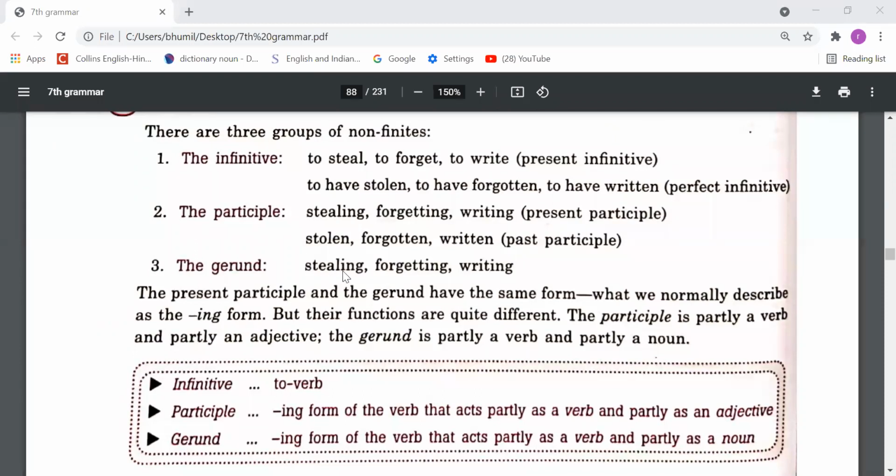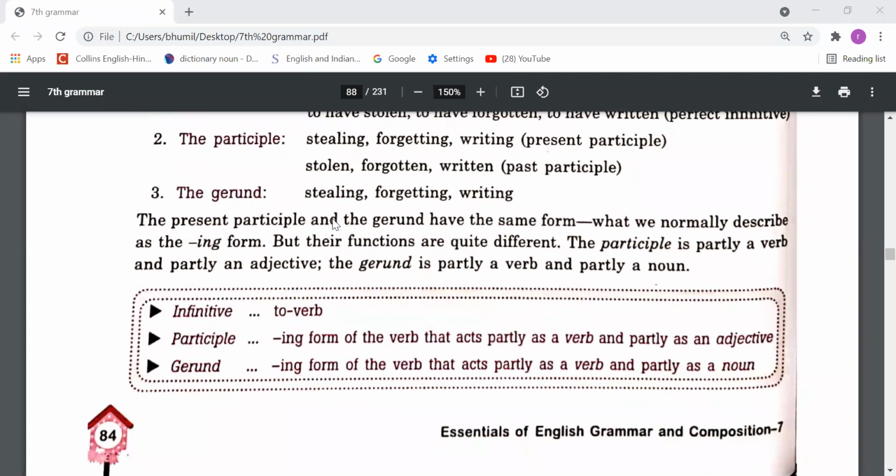Again, try to understand: when we put ing and we use that verb as a noun, that is called a gerund. Gerund means a noun, right? But if you put ing after any verb and we use that verb as an adjective, that is called a present participle. Okay, I will make you understand this point with some examples. Clear?